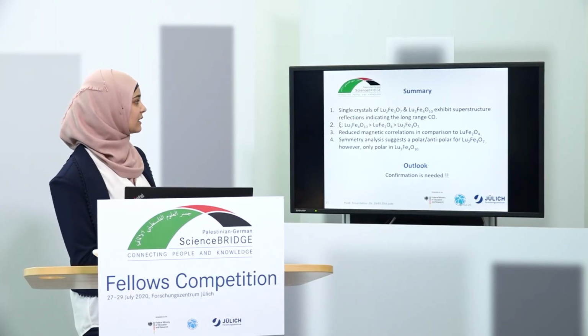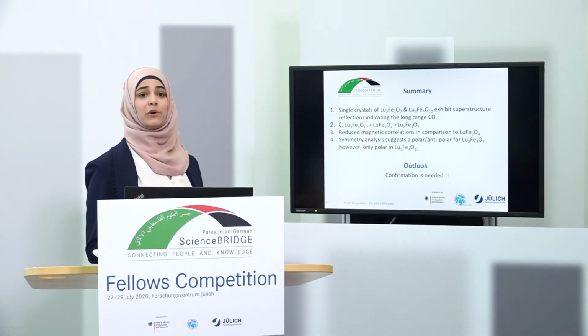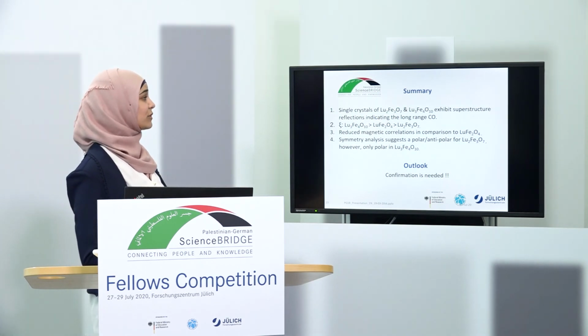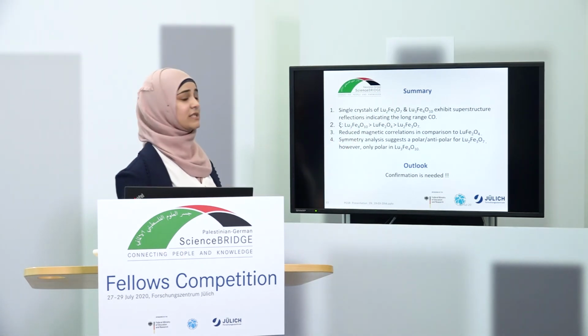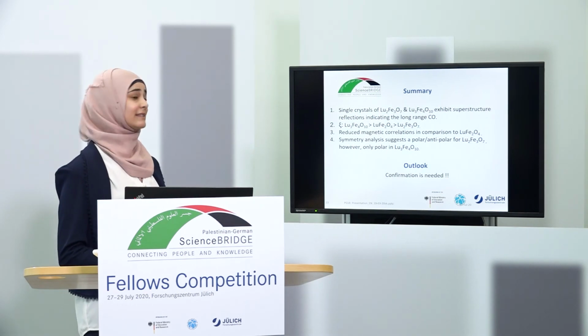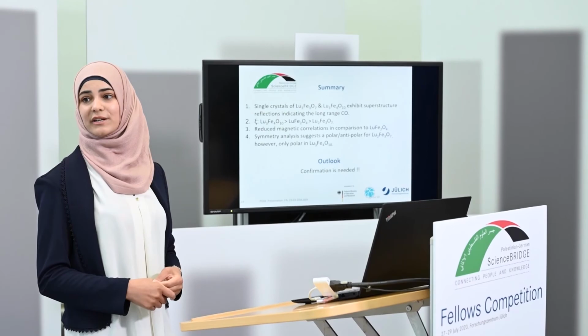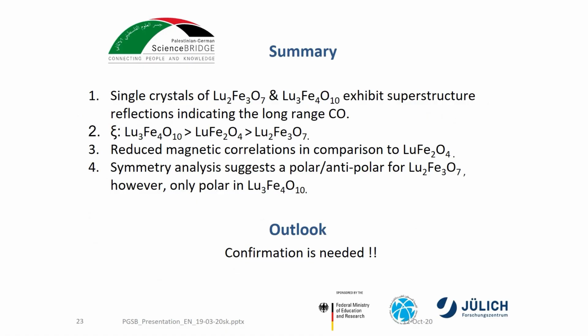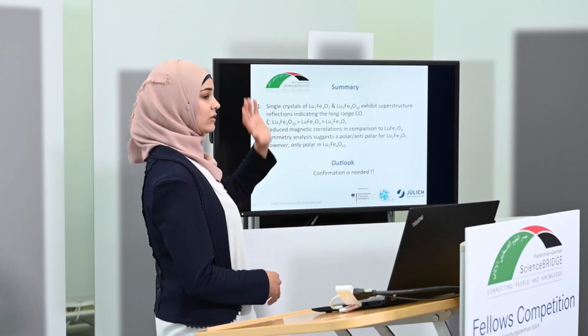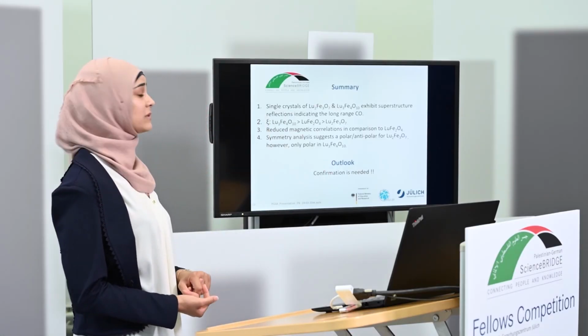Okay, I hope I was able to give you some information about my work. I have shown you that I was able to grow crystals of 237, but also 3410, that are stoichiometric enough to exhibit superstructure reflections, meaning long-range charge order. But also that the correlation length in the 3410 is the largest. And also we have reduced magnetic correlations in comparison to the non-intercalated compounds.